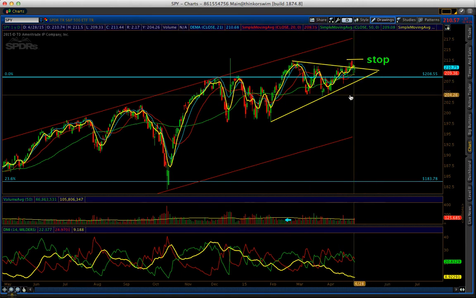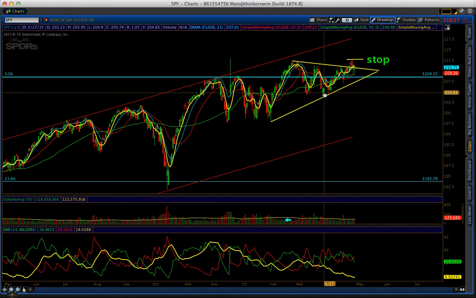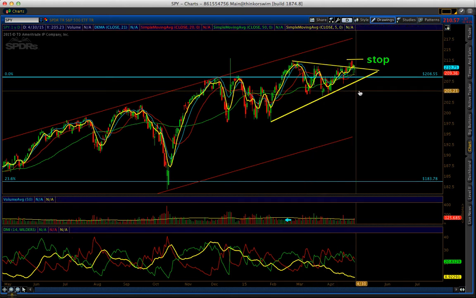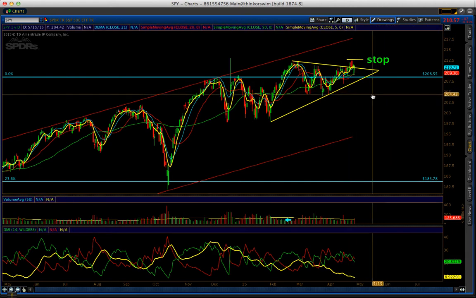There's a 205 support right here. You can clearly see that it was support back in March. There was support at the beginning of April. So this is a support right here. So that's my first target.